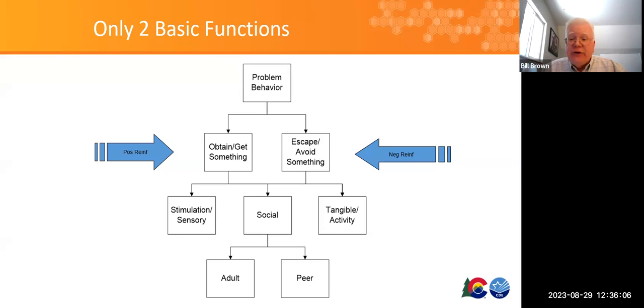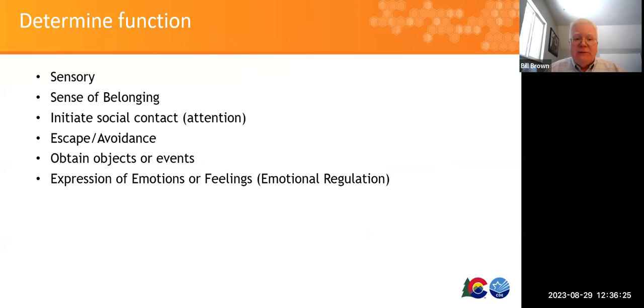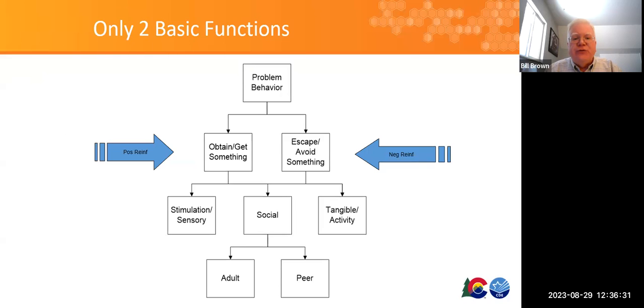But even with sensory, you could say I'm trying to get sensory or avoid sensory. Even with emotional regulation, you could say I'm trying to become more emotionally regulated, or maybe I'm trying to become hyper aroused. So you can still bring it back down to these two functions, although I encourage people to expand it to a larger set of functions, because I think it helps understand the student better than simply get or obtain.